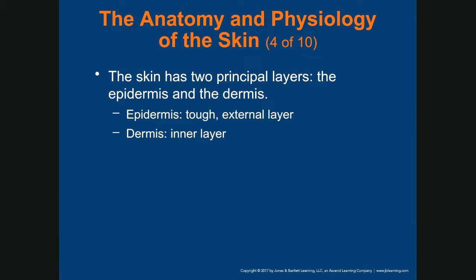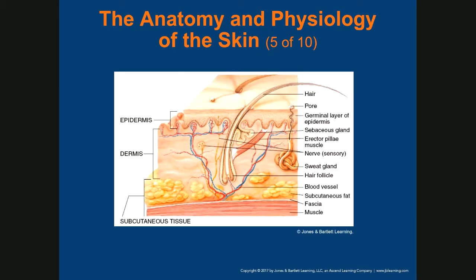The skin has two principal layers, epidermis, which is the top layer, and the dermis, which is the inner layer. I have the subcutaneous, right? So you have the epidermis, which is the top layer. You have the dermis, which is the middle layer. That's where you have your blood vessels, nerve endings, right? Sebaceous gland, and you have the subcutaneous tissue.